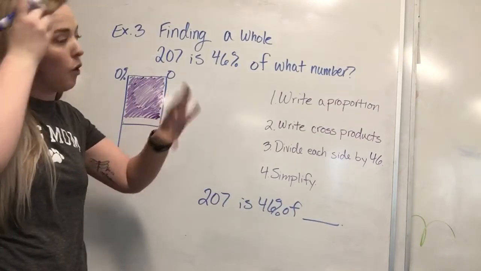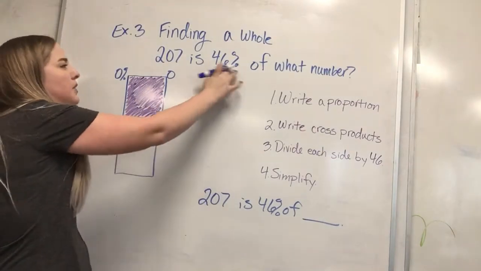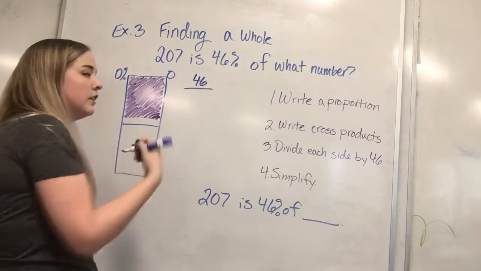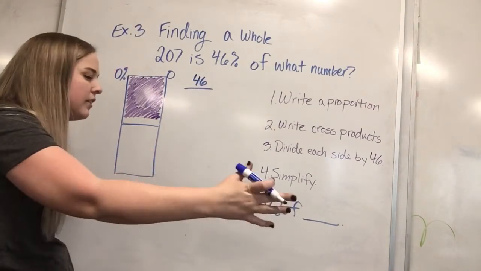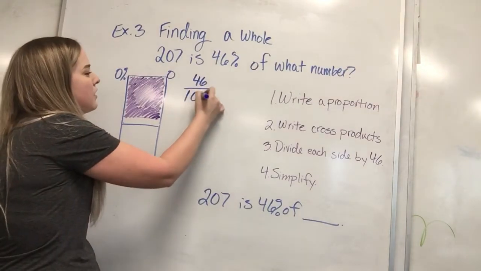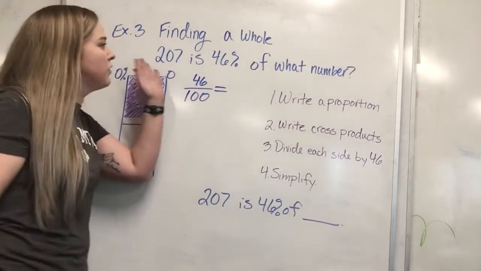Okay, so we're finding the whole. We're finding what number it's part of. So we're going to write our proportion. So our percentage is back. So we know that we have 46% out of what? I'm going to give you a second. You can yell it out if you'd like. All right, 46% is part of 100. Okay? All right, and then we have 207.